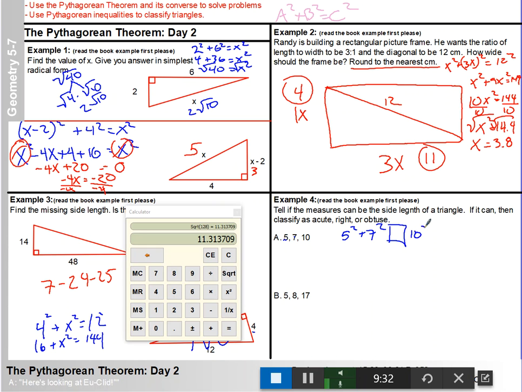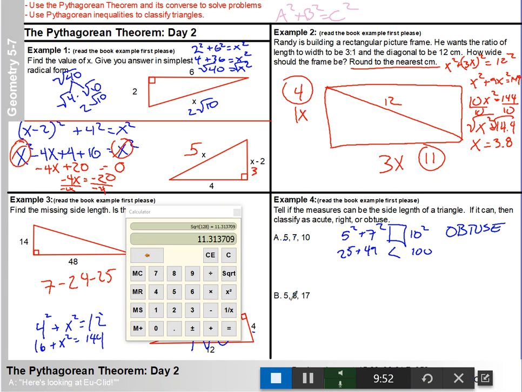So we have 10 squared. I'm going to leave that blank. So we get 25 plus 49, and we have 100. Oh, yeah, this is not equal. No, this is going to be smaller. So it's going to be less than, which means we have an obtuse triangle.